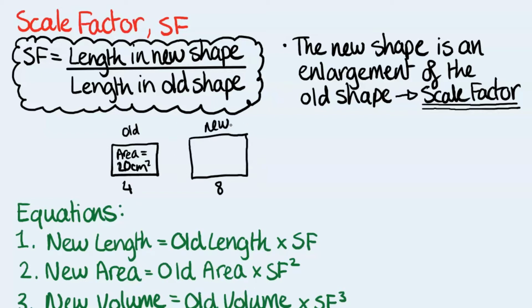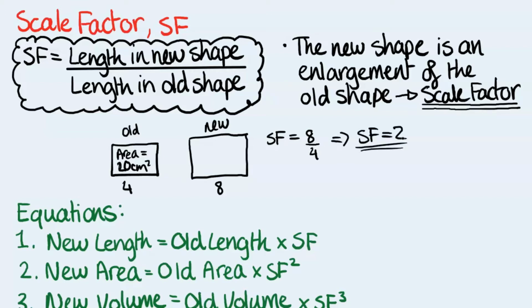So say we wanted to calculate the scale factor of this. We have to clarify which shape is the old shape and which shape is the new shape. We're going from small to larger, so you can imagine the scale factor is going to be greater than 1. The length of the new shape will be 8, and the length in the old shape will be 4, okay? So what does that give us? The scale factor is 2.